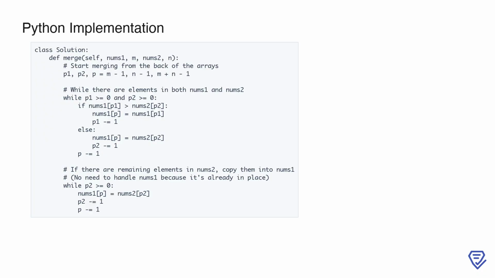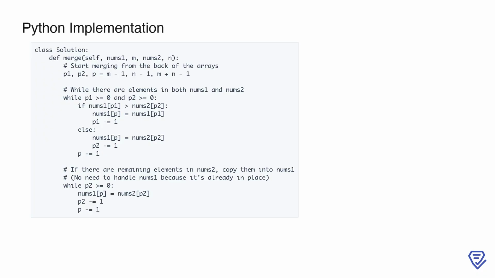This Python implementation solves the merge sorted array problem using an approach that merges the arrays in reverse order, starting from the end. Here is a detailed explanation of the code. The function merge takes 4 parameters: nums1, the first sorted array with extra space at the end, m, the number of actual elements in nums1, nums2, the second sorted array, and n, the number of elements in nums2.